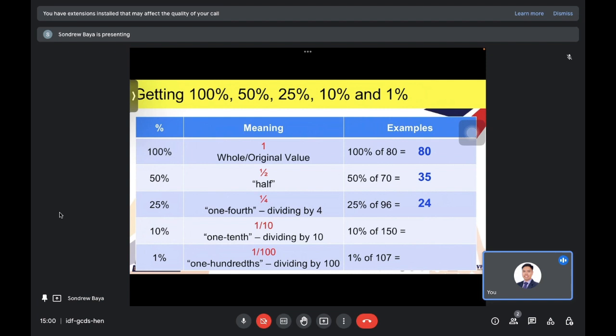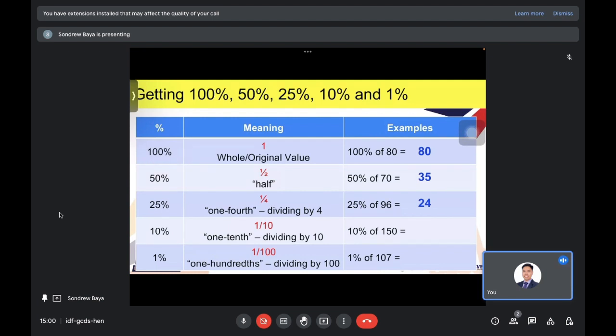You could also divide 96 by 2, which is 48, to get the 50%. And to get the 25%, you just have to divide it by 2 again. So it's like 96 divided by 2 is 48, divided by 2 is 24. 24 is 25%.